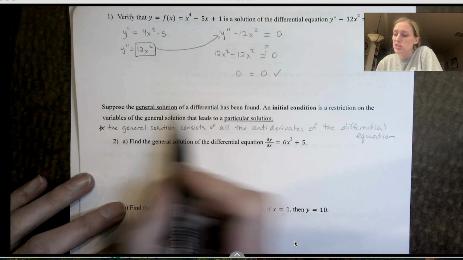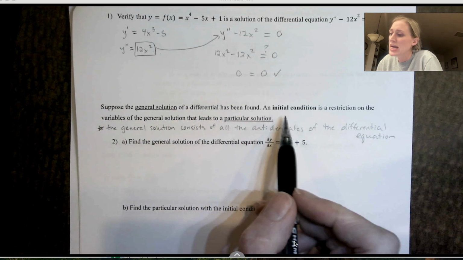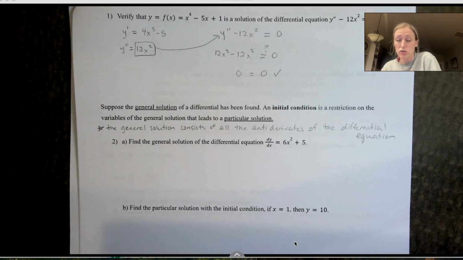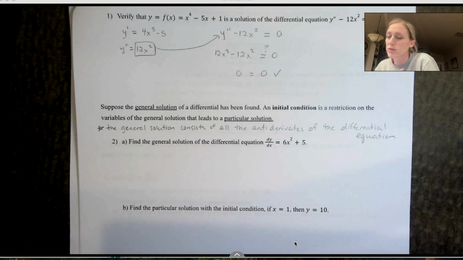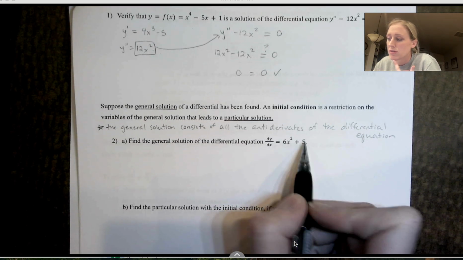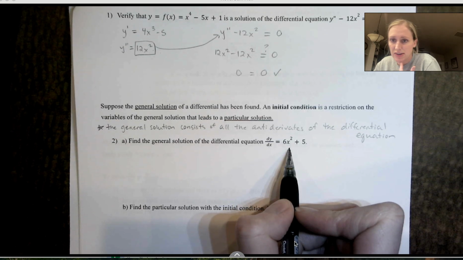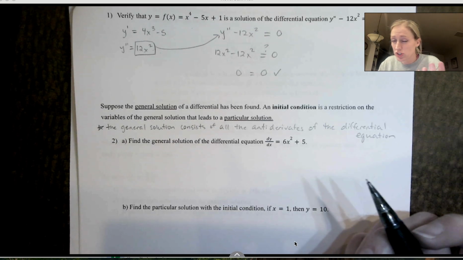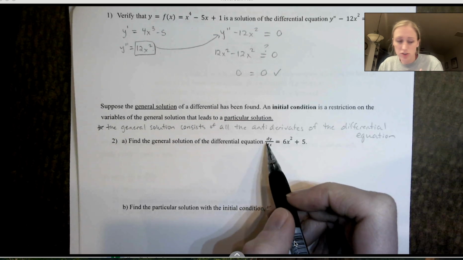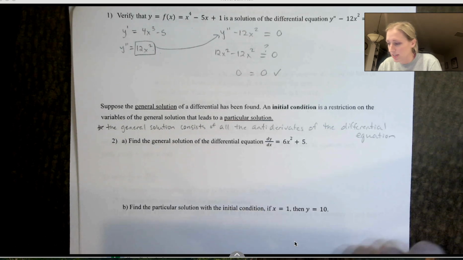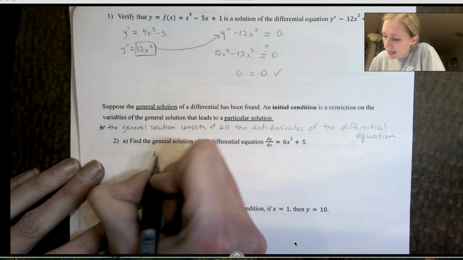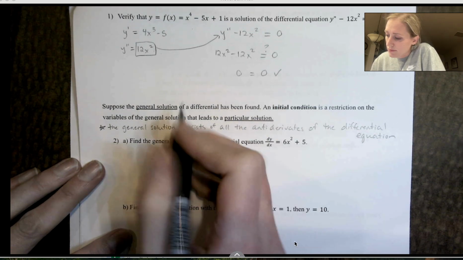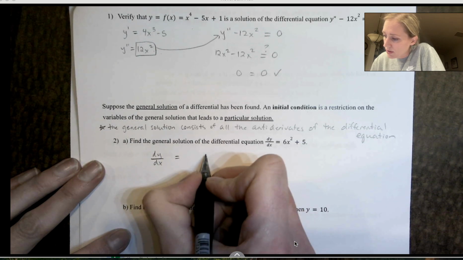Now what this part is saying is suppose we find this general solution. If we're given an initial condition, then we can find a particular solution, we can solve for that specific c value. So let's think about what this means. This is saying the derivative is 6x squared plus 5. So what we're trying to find is what is the original function here. What is a solution to this equation? So here is how we find that. We're going to find the antiderivative. So basically what I'm doing, you guys, is I am taking, let's do it like this. Give a little space.